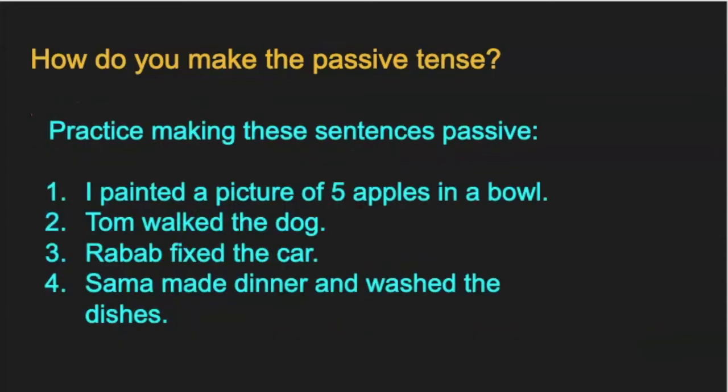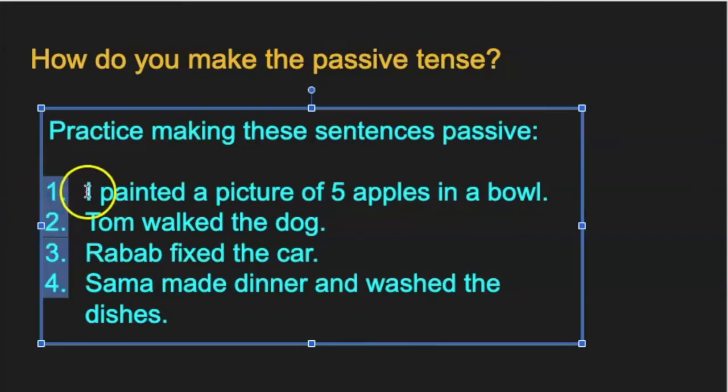Now let's practice. On a separate sheet of paper, I suggest you number 1 to 4. Leave some room to write between. And I'd like you to rewrite these sentences, making them passive. So if the verb is painted, you need to change it to be painted. Okay? Tom walked the dog, the verb is walked. Rabab fixed the car, the verb is fixed. And Sama made and washed. Okay?